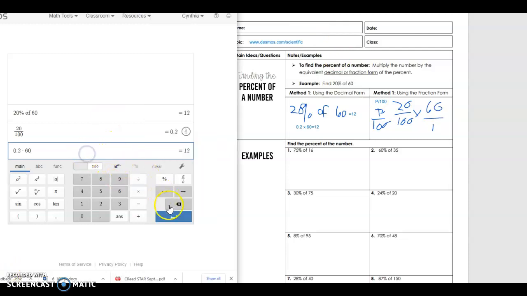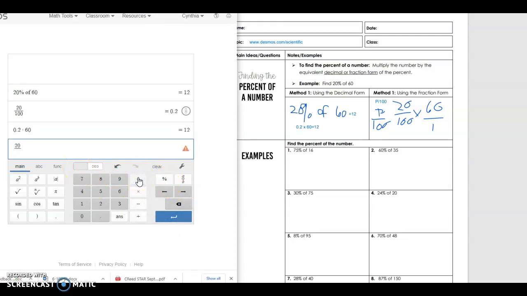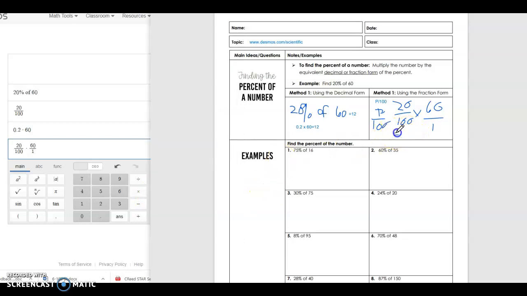So let's go ahead and put that in the calculator. 20 divided by 100. Now, when you are hitting that multiplication, don't just hit it down here, otherwise it's going to come there, and you don't want that. So let me go back, and I want to put my cursor right there at the fraction bar. Hit multiplication, 60 over 1, or just 60. And there also is my answer, 12.